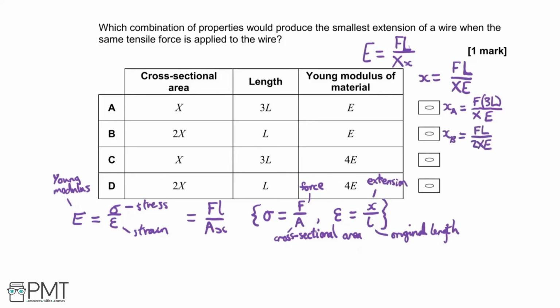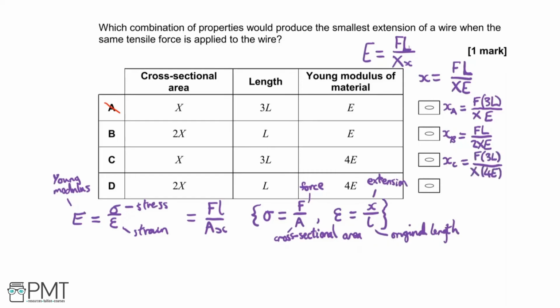For the second one, we've got FL over 2x times E, because this time the cross-sectional area is multiplied by 2. So overall, that would halve the extension. So already B has a lower extension than A. So actually, we can say that A would be incorrect because it's not the smallest extension.